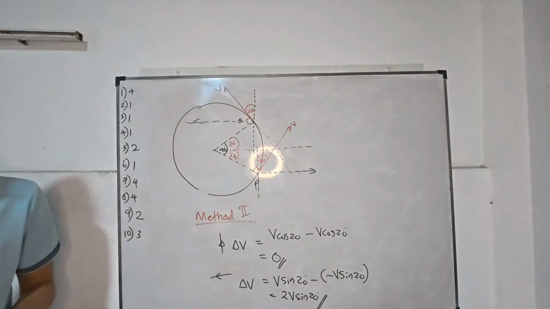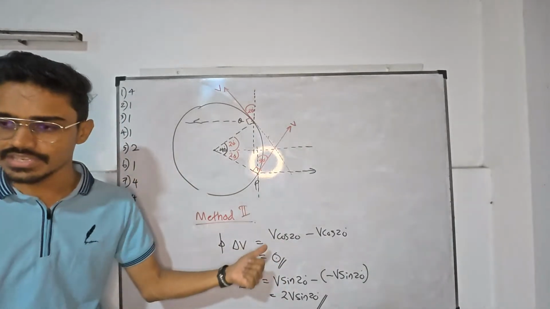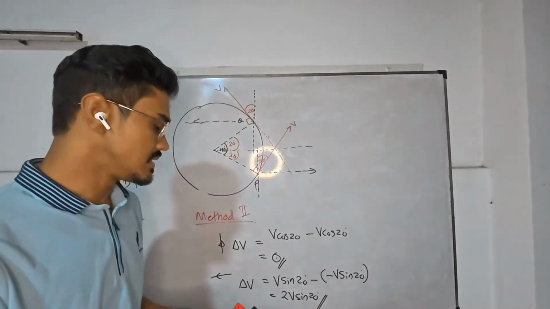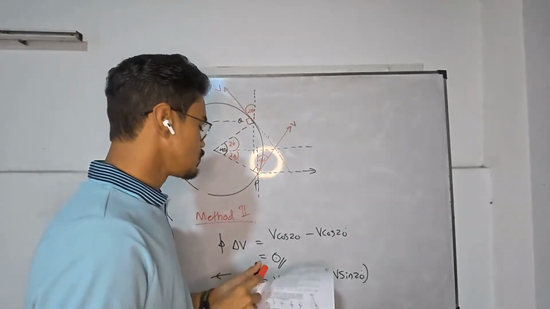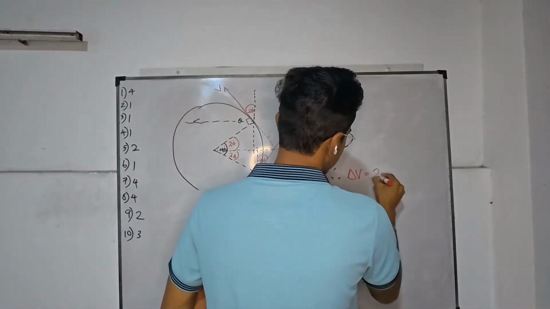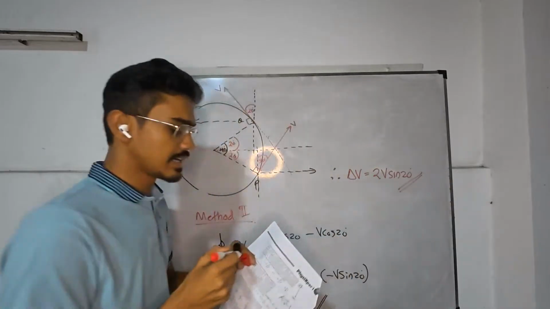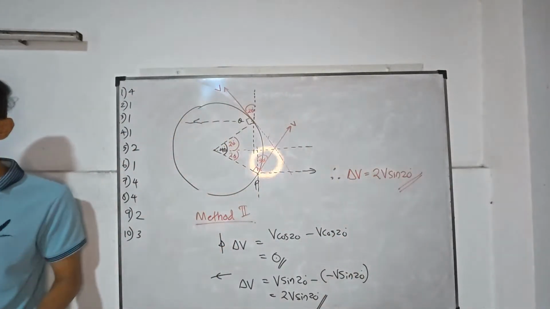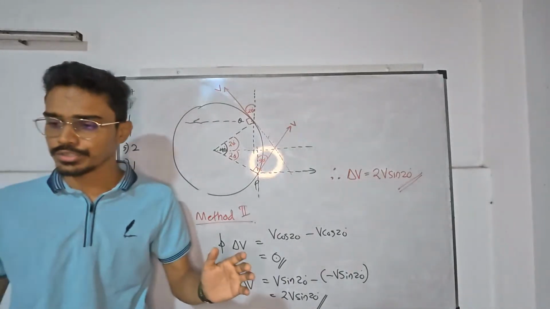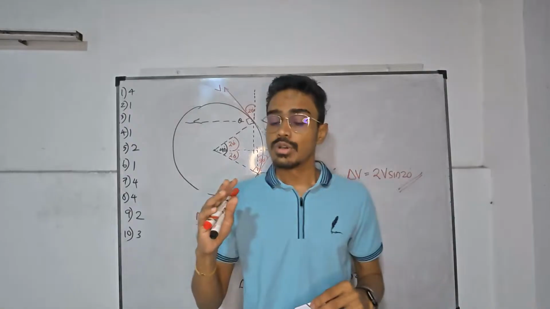The final resultant is going to be this because there is no change of velocity in the vertical direction. So the final delta V is 2V sin 20. Therefore, delta V is 2V sin 20. So this is also a possible method. You can get used to whichever you prefer, and you have to know both.